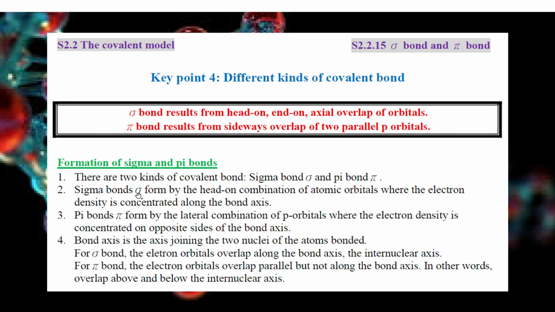Sigma bond is a head-on combination. It can be s-s, s-p or p-p. But the pi bond must be p-p and must be a lateral combination, side by side. So we will find out the rules very soon. The bond axis is the axis joining the two nuclei of the bonded atoms. For the sigma bond, the electron orbitals overlap along the axis. For the pi bond, they also overlap, but not exactly on the bond axis. It's above or below the bond axis.